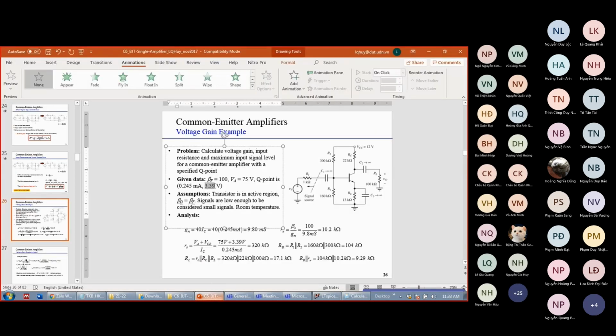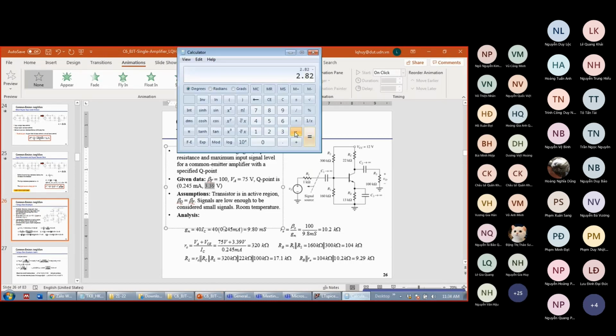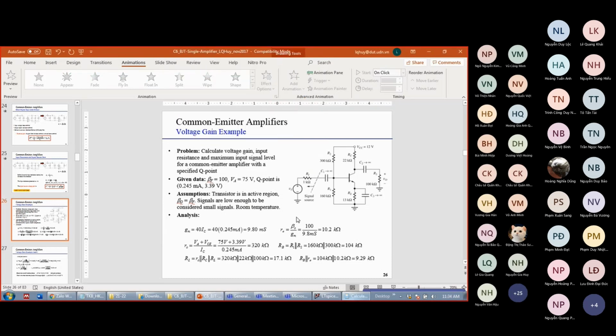The hand calculation here is 3.39. So 3.39 minus the simulated value, then you multiply by 100 and divide by the true value, 2.84, I think. The error is very large, 20%. So what is the problem here?